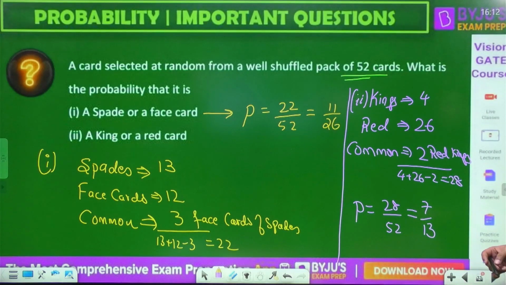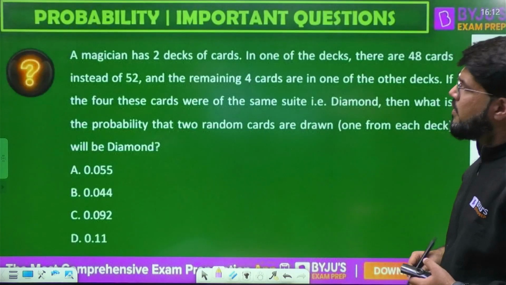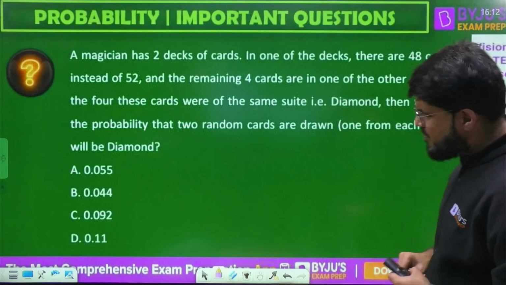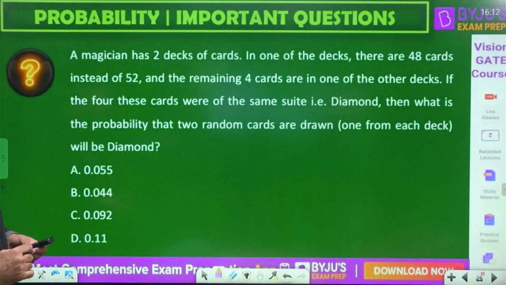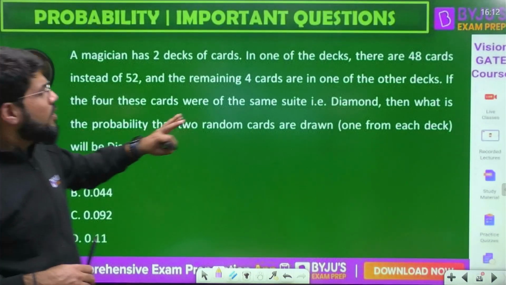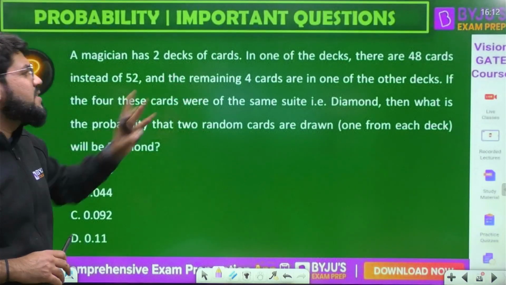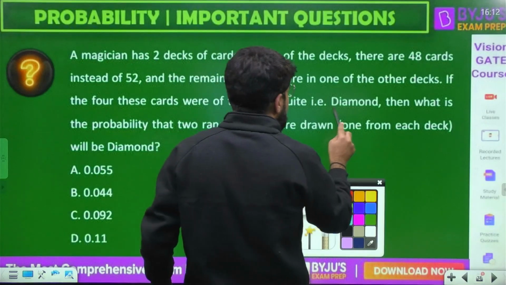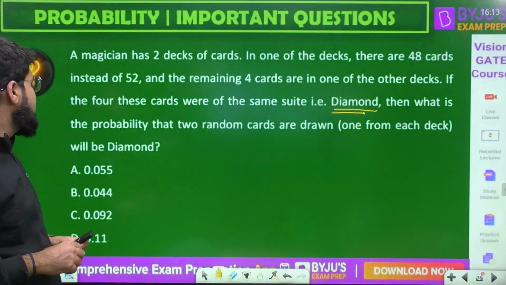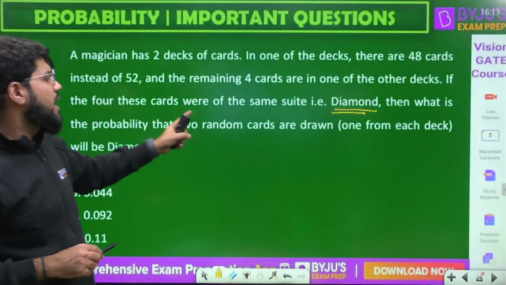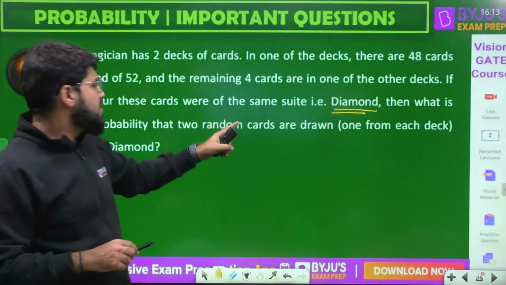Okay, next question then. A magician has 2 decks of cards. Similar question on deck of cards. In one of the decks, there are 48 cards instead of 52, and the remaining 4 cards are in the other deck. If these 4 cards were all of the same suit, that is diamond, then what is the probability that 2 random cards drawn will be diamond?